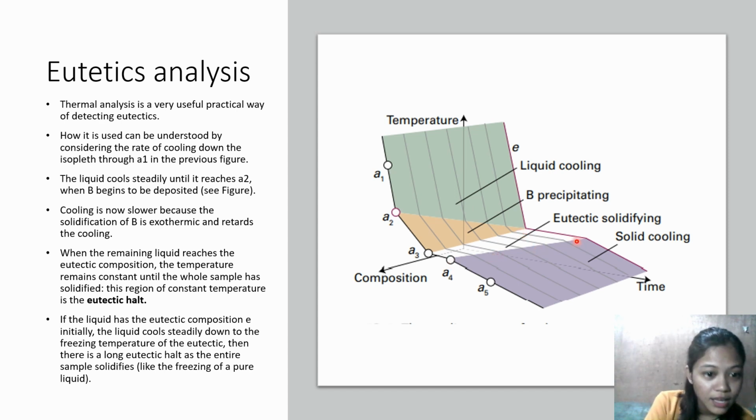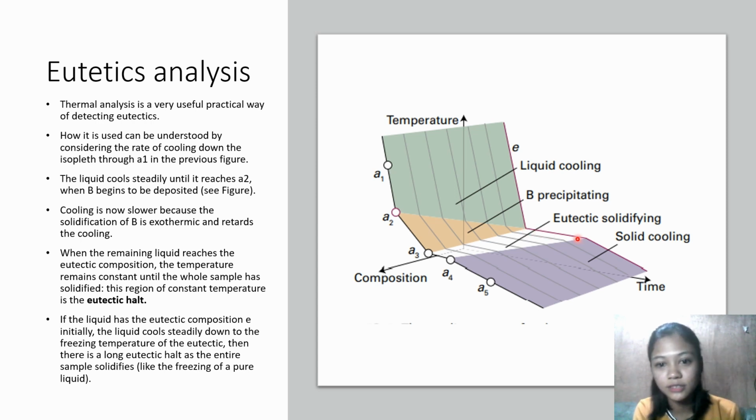So next, then there is a long eutectic halt as the entire sample solidifies, like a freezing of a pure liquid. So here we can see if a substance, or if a liquid rather, has a eutectic composition, it has longer eutectic halt than this substance. So that's it for the eutectics analysis.